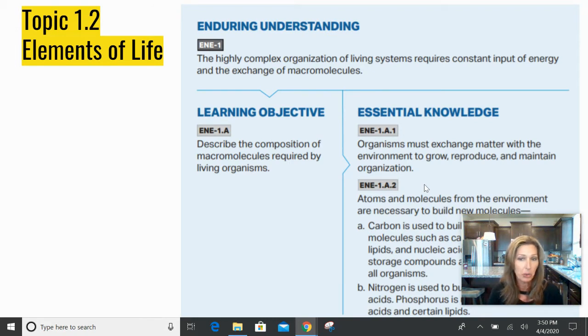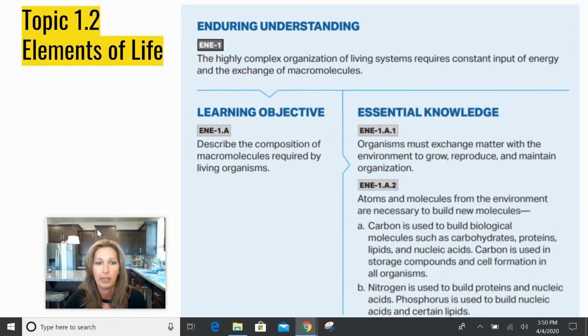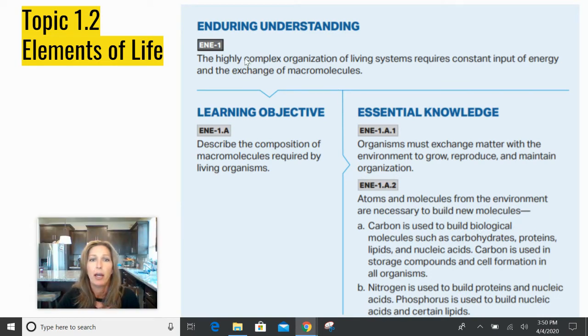Now, when we address topic two, I'll move myself up here, it is really understanding the elements of life.